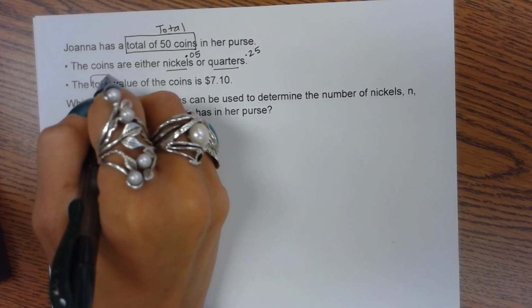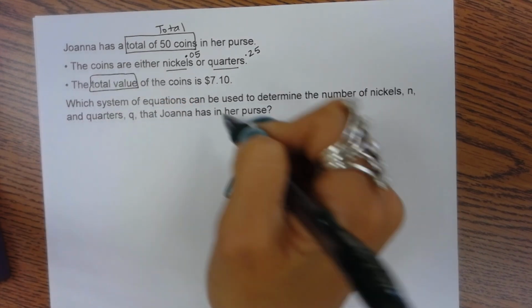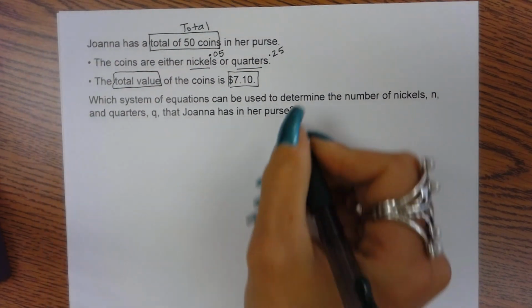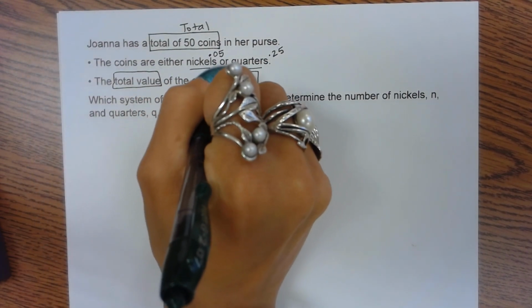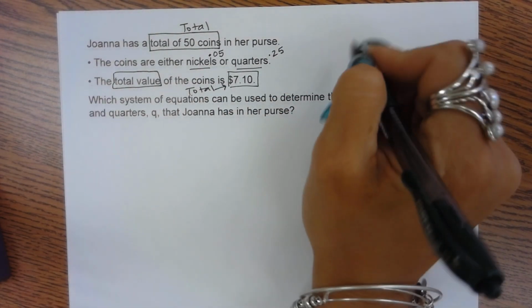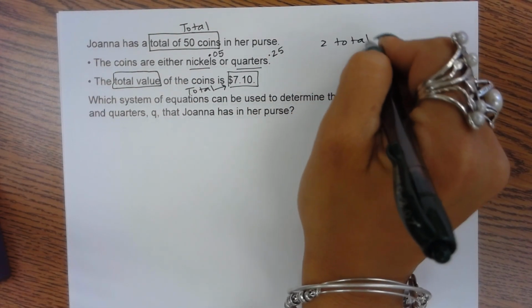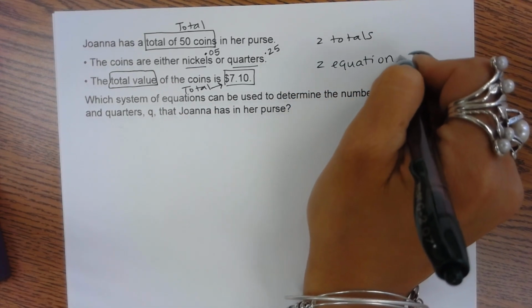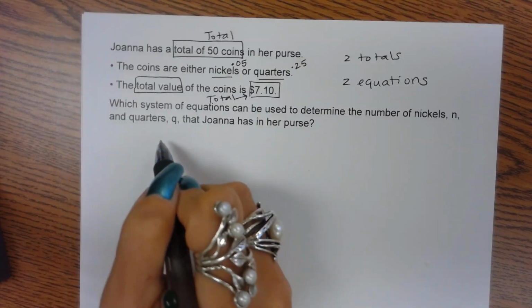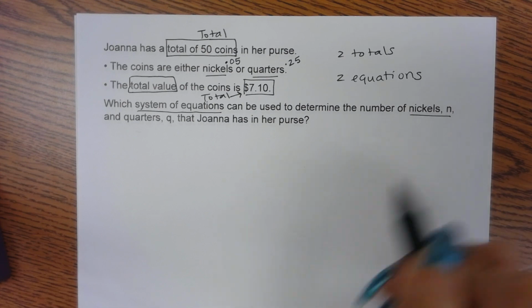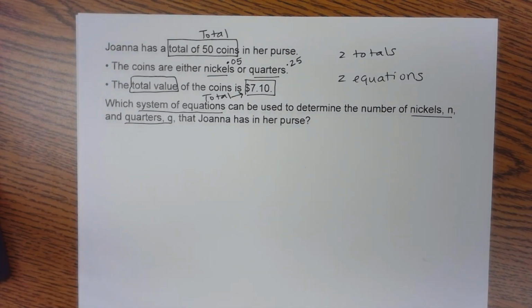Now the total value of the coins is $7.10. Here is another total amount. So I see that there are two totals. So if I see two totals, I know that there's going to be two equations. And the question asks us, which system of equations can be used to determine the number of nickels N and quarters Q that Joanna has in her purse?